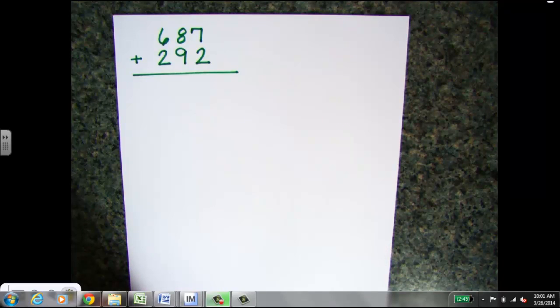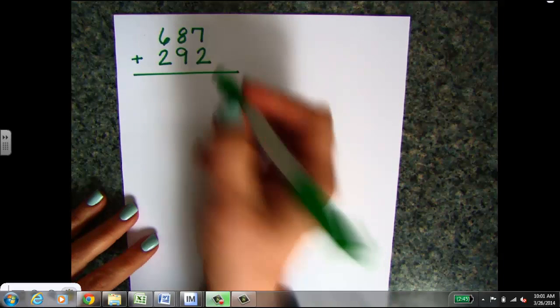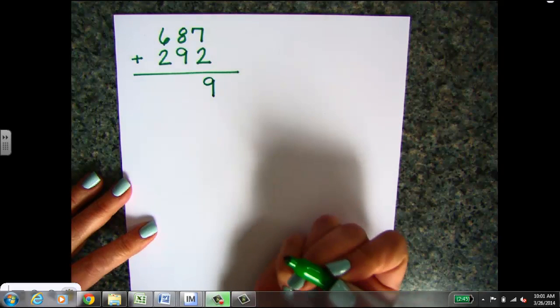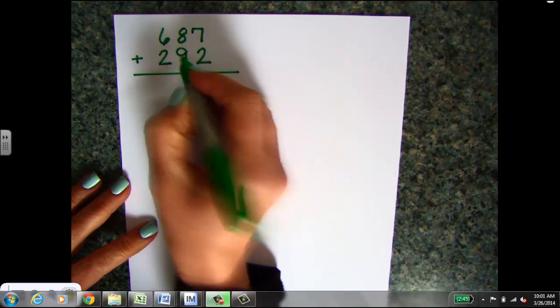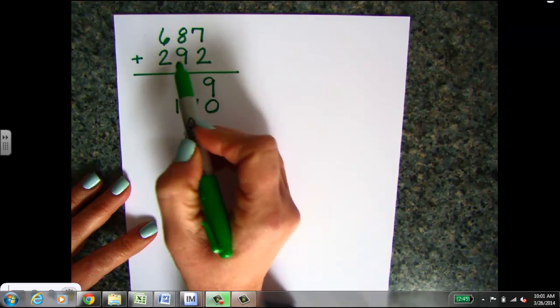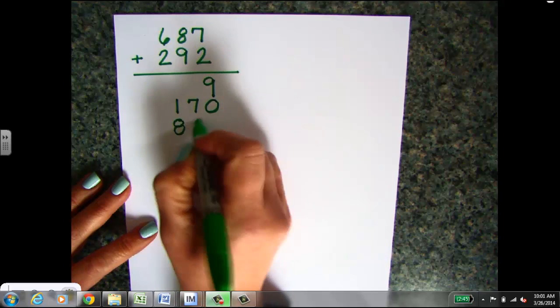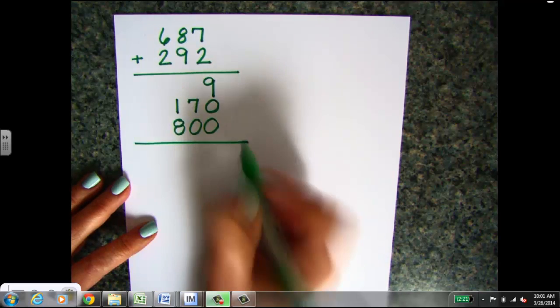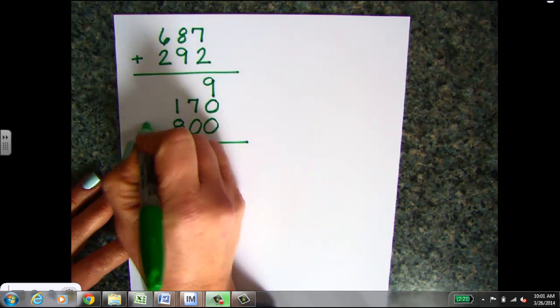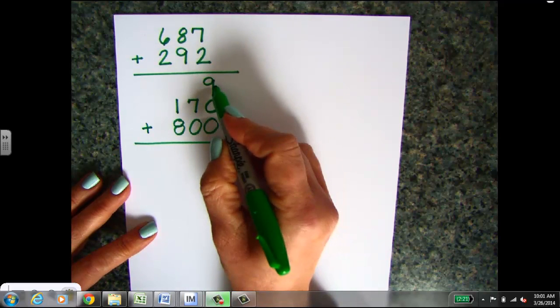In the partial sums algorithm, the student is looking at the ones, the tens, and the hundreds in this case, and putting those together as partial sums. So we have 7 plus 2, which is 9. We have 80 plus 90, which is 170. And we have 600 plus 200, which is 800. Those are all the partial sums that go along with this equation. From there, the student adds the partial sums.